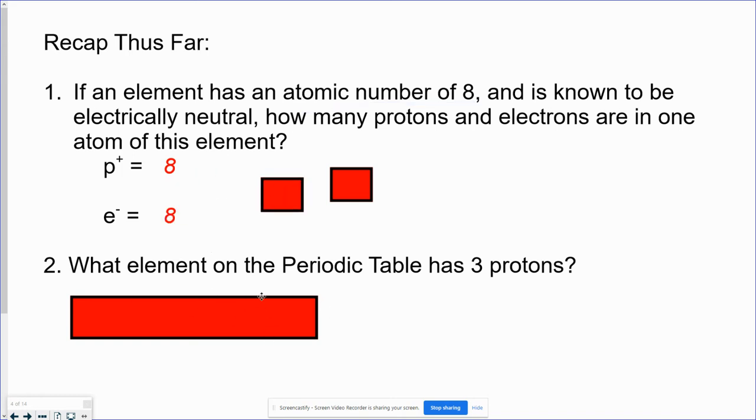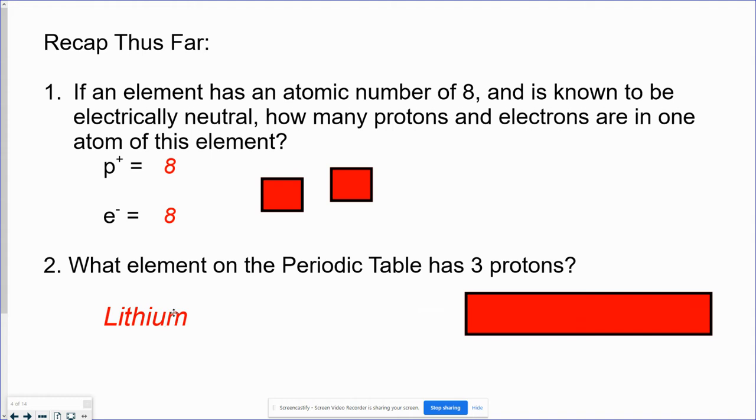All right, I'm going to give you 3 seconds, or count down from 3. Go ahead and find the element on the periodic table that has 3 protons. 3, 2, and 1. Hopefully you found lithium.